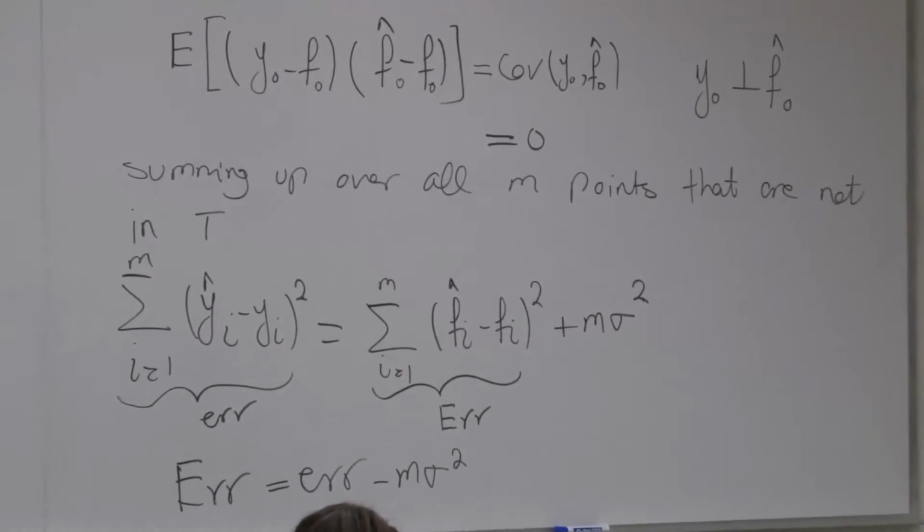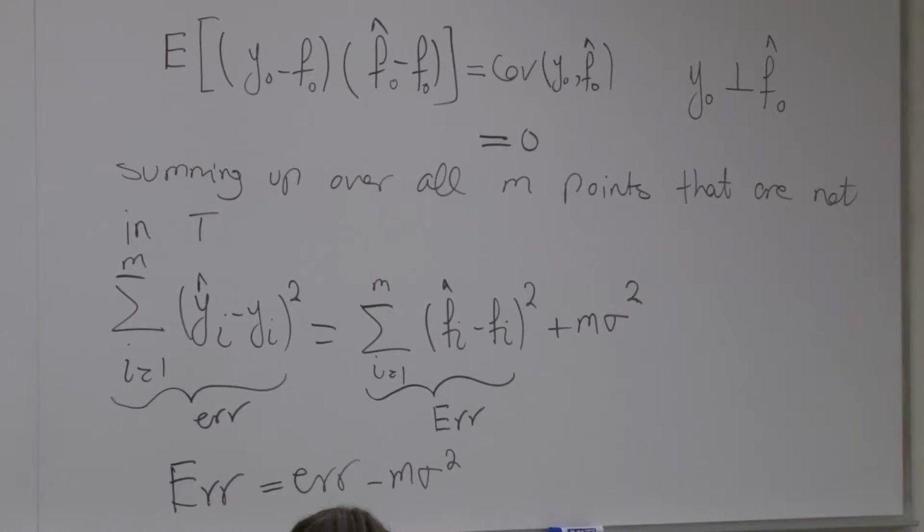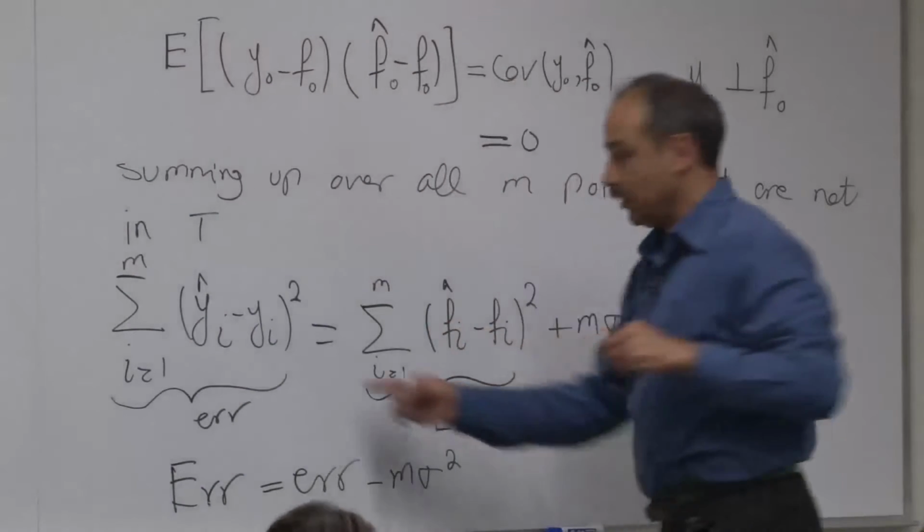Why is it minus m sigma squared? Because it's on this side, I take it to the other side.